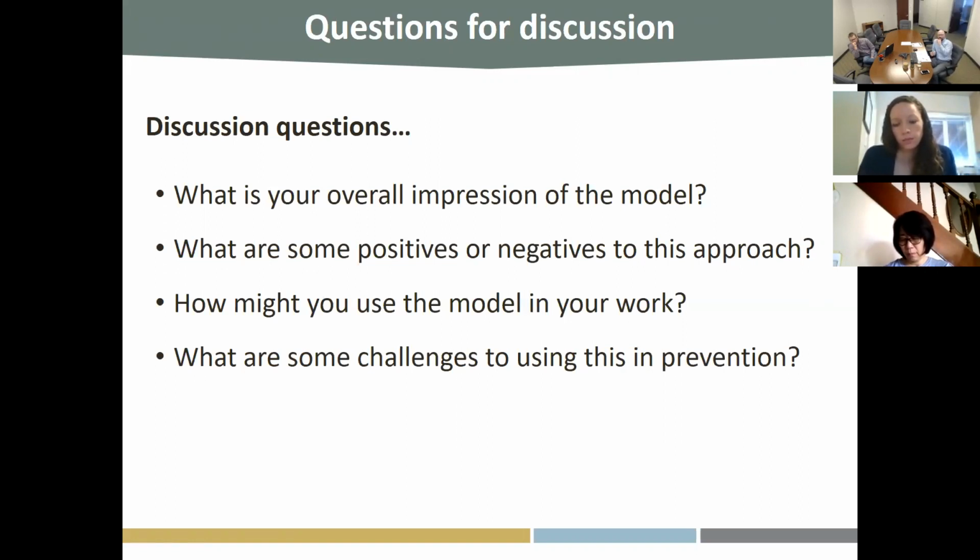Well, any challenges that you perceive in using this framework in prevention? I think actually it's all overall helpful.